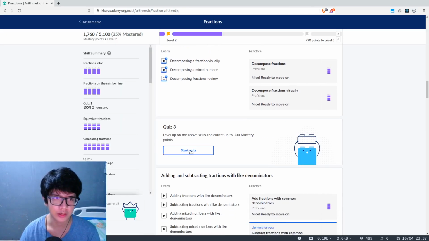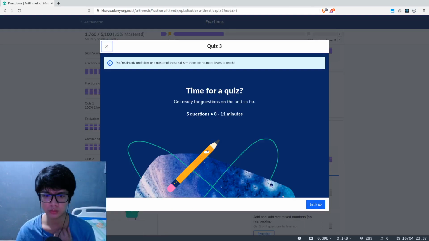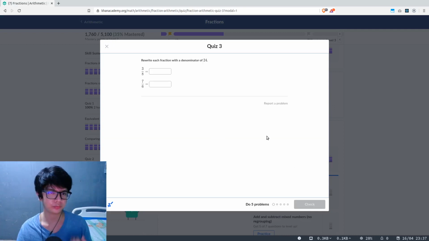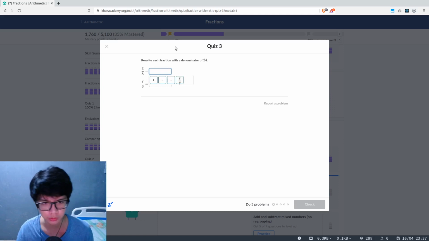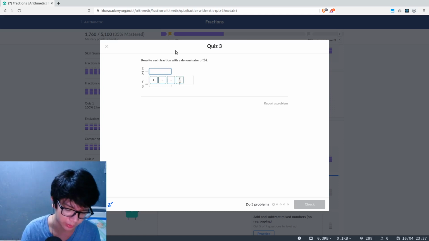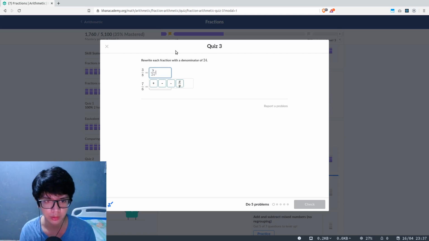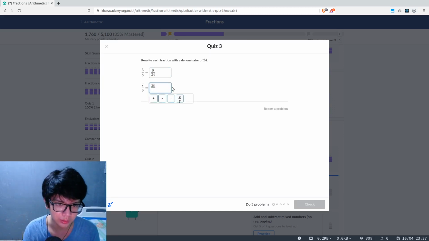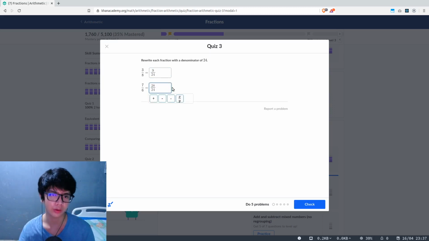Let's move to the quiz. Write each fraction with a denominator of 24. So this is going to be multiplied by 3, so 9/24. And then for the bottom one, we multiplied by 4. We get 28 over 24. Right?